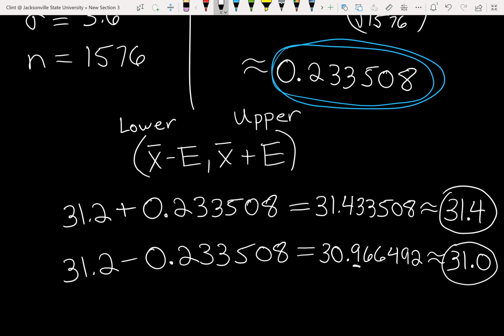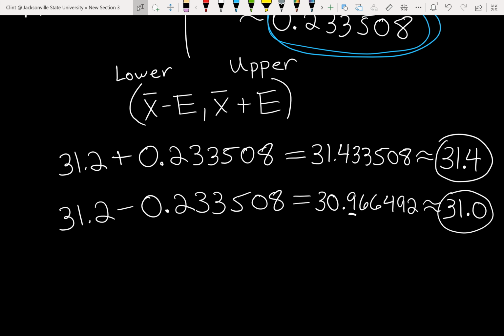So we get our 2 answers for Hawks, or if we were writing it like an interval, we would write it like this. 31.0 is our lower estimate. 31.4 is our upper estimate. Okay. So you can do all these confidence intervals this way.